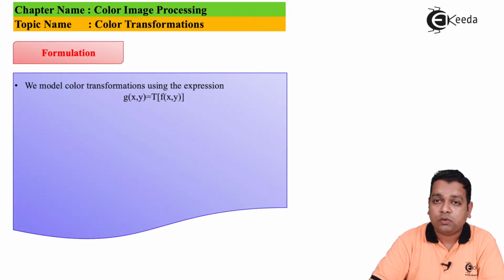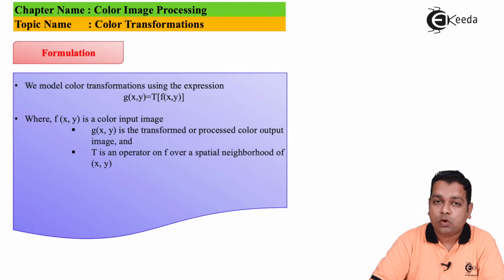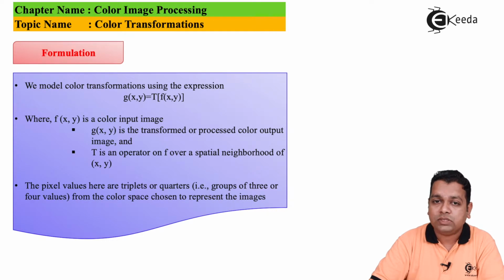We model the color transformations using an expression. The expression is very simple. It represents g of x y, obtained by operating on the original image f of x y with the operator capital T. Here f of x y is the color input image, g of x y is the transformed or processed color output image, and capital T is the operator on f over the spatial neighborhood around x comma y. The pixel values here are actually triplets or quartets, that is, groups of 3 or 4 values, from the color space chosen to represent the images.